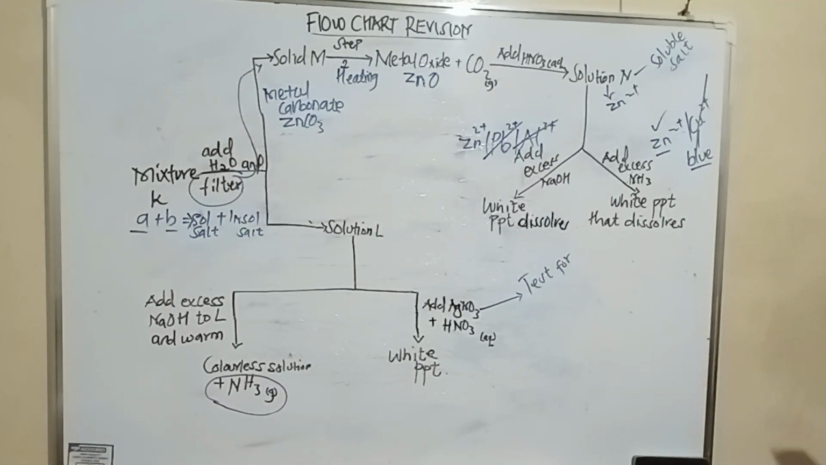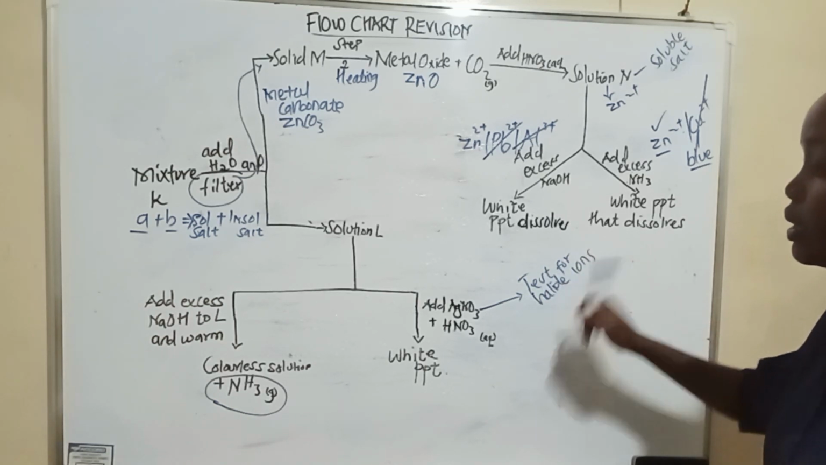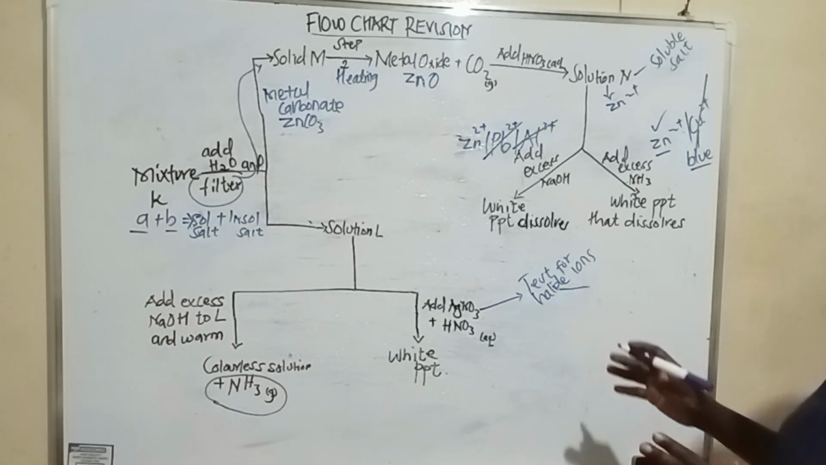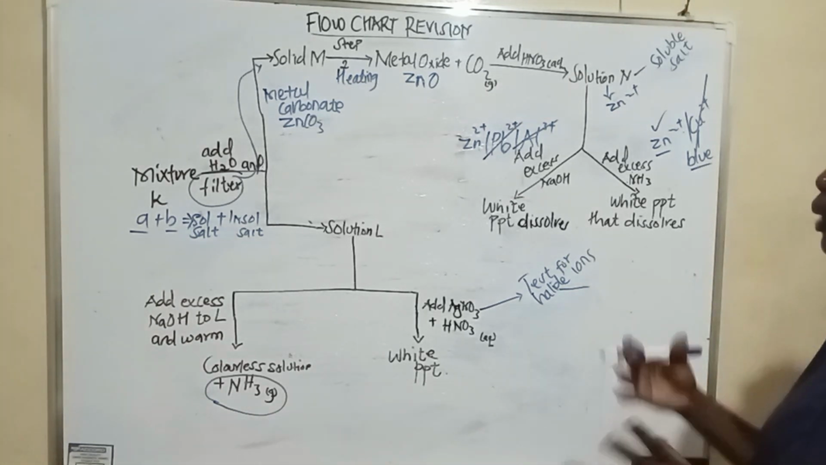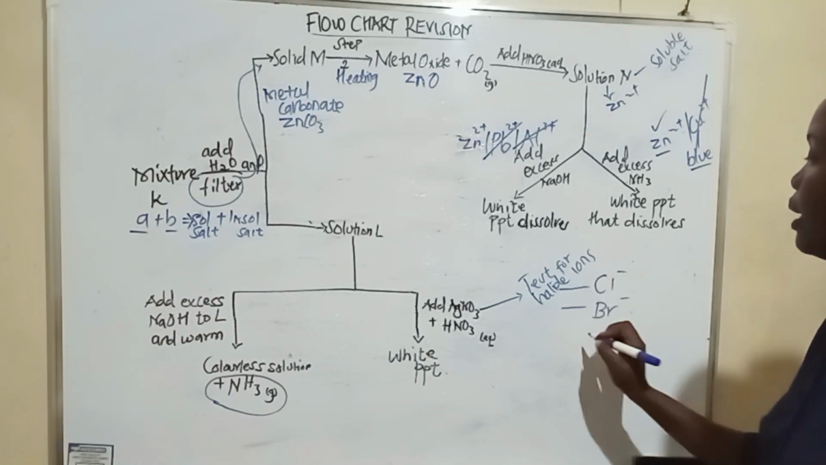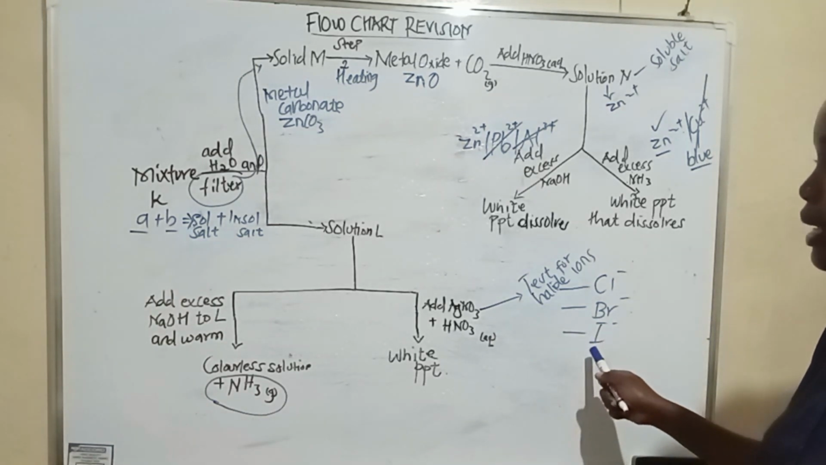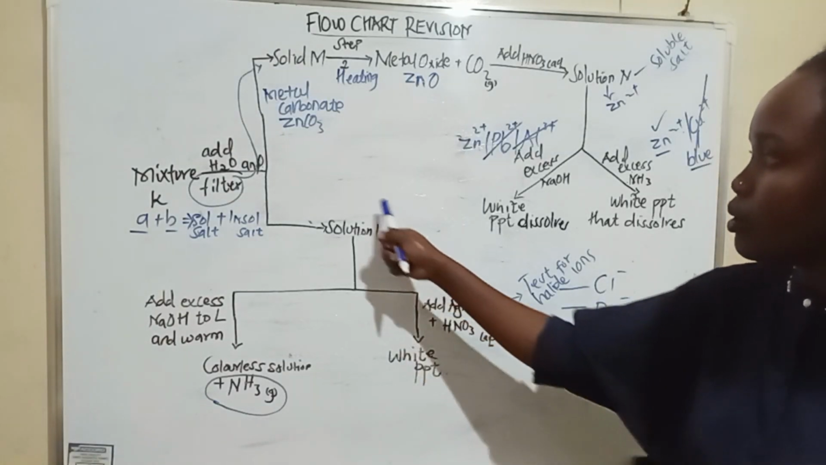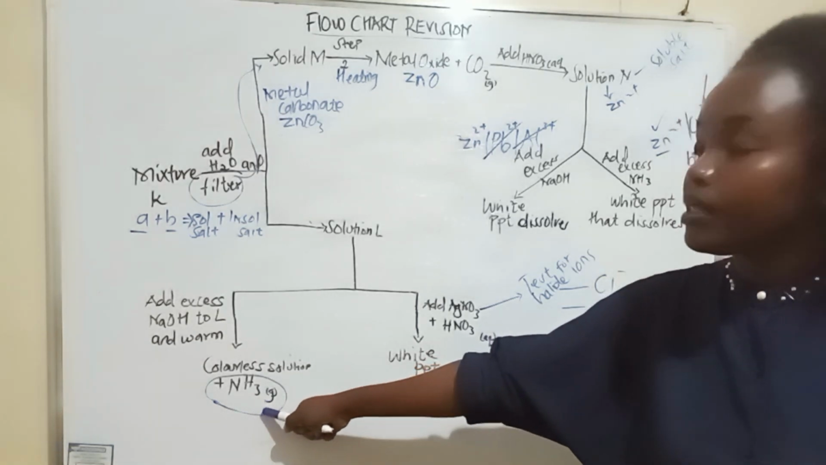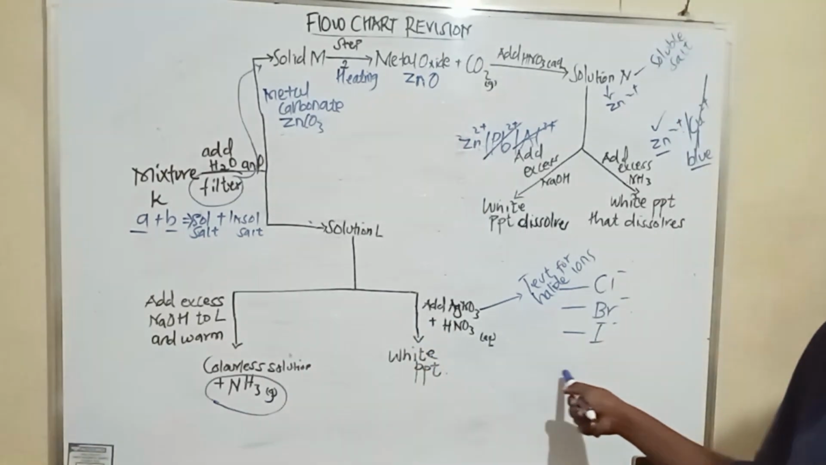It is used to test for halide ions. Silver nitrate is used to test for halide ions. Halide ions are the halogen ions. So in this case, we're talking about chloride ions, and also bromide ions and iodide ions. So silver nitrate is used to test for halide ions. So here, the solution that we have, remember we saw that we had emission of ammonia gas here. So it means it's an ammonium salt, and this ammonium salt contains a halide ion.